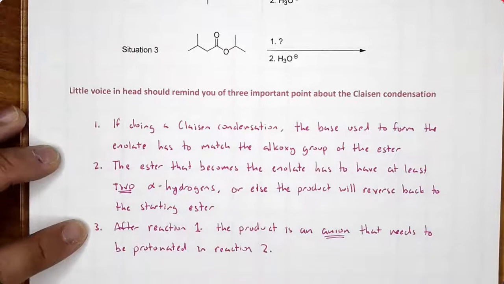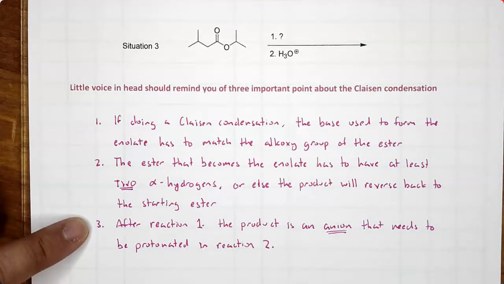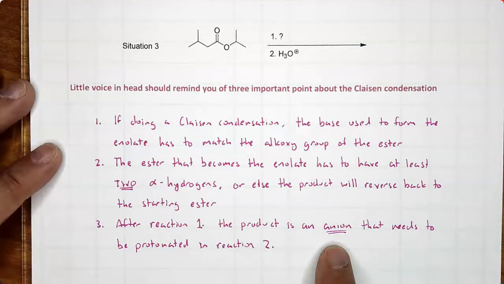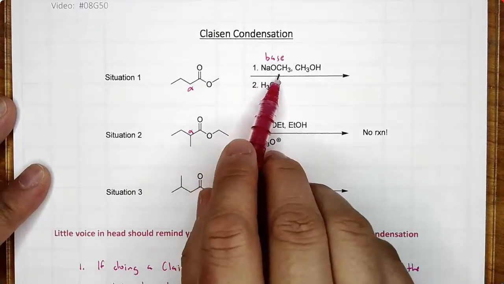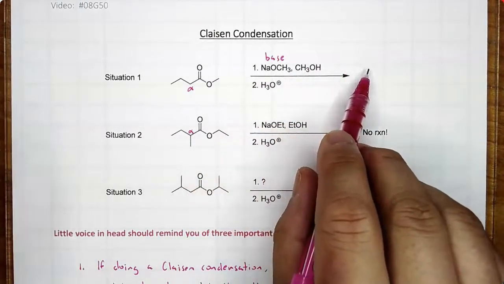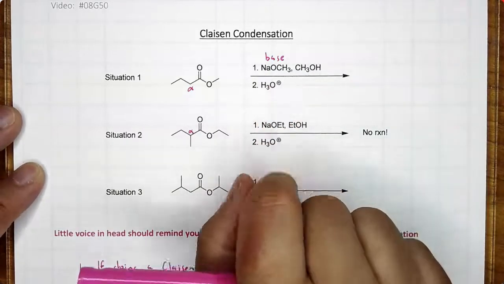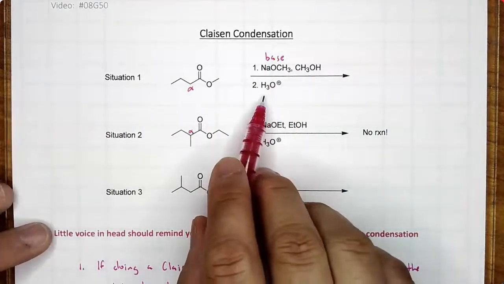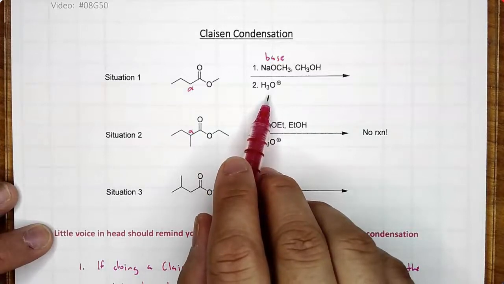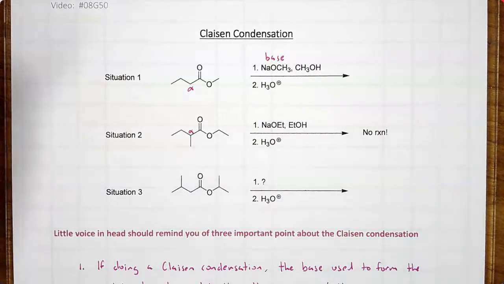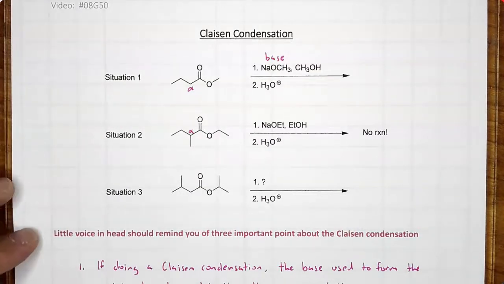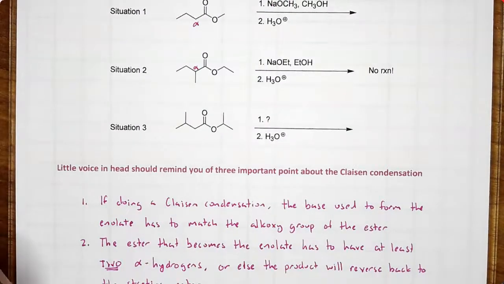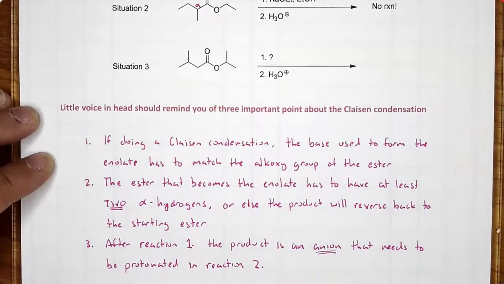The last one, number 3, after reaction 1, the product is an anion that needs to be protonated in reaction 2. So when you do the mechanism, reaction 1 will give you a product that's an anion. And that's why for Claisen condensation, you have to have a second step, which is protonation. Why don't we go ahead and do the mechanism for the first reaction, and we'll incorporate all of these 3 points so you realize why these are super important.